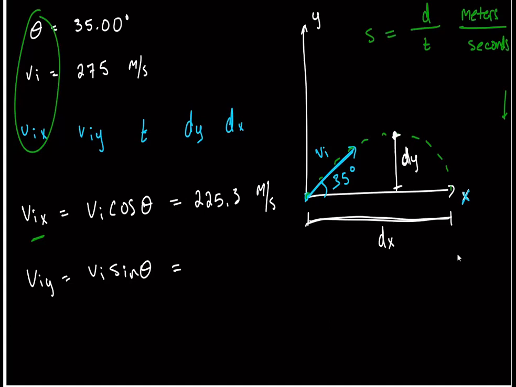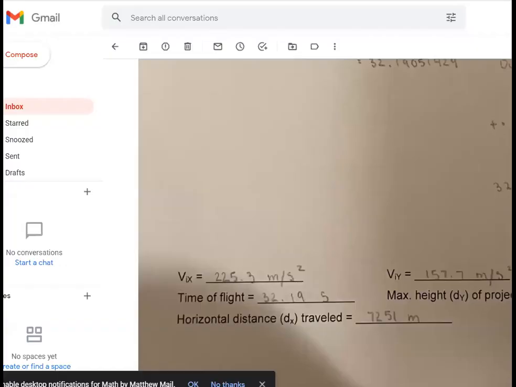Okay. So then, of course, VI sine theta would be again 275 times the sine of 35 degrees. Make sure your calculator's in degrees. Repeat and redo, 157.7, I guess. I'm sure that's what you've written down.